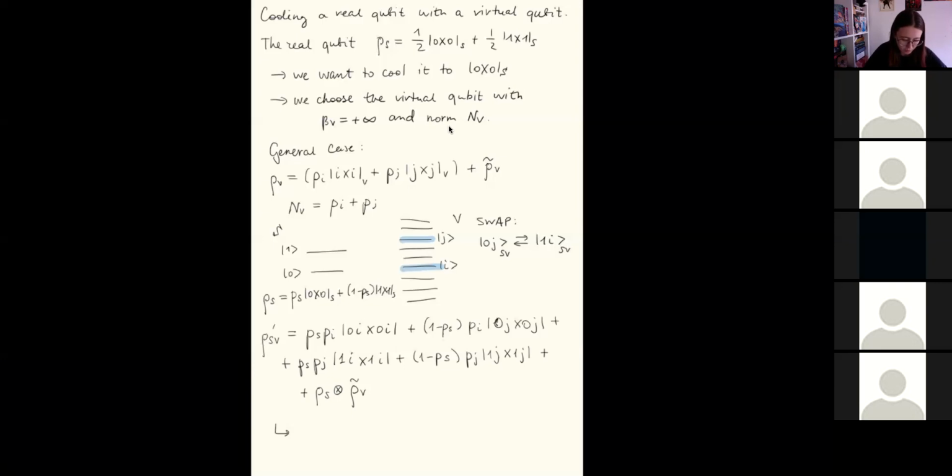And then what we want to see is the partial trace. What is the state of the system S after we perform the swap? So we need to take a partial trace.